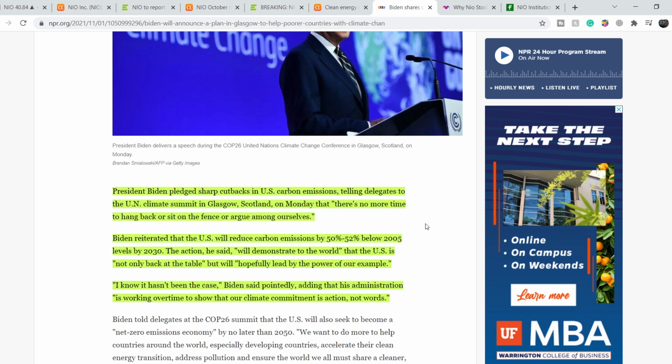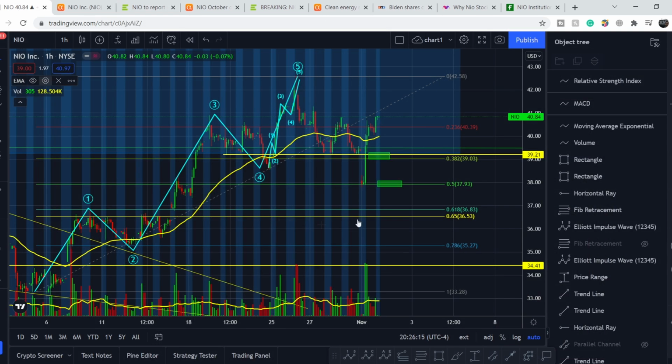His speech was a huge catalyst for the entire EV industry, because the EV industry is the key industry that might lead this reduction in carbon emissions, and that's why we have this bounce.